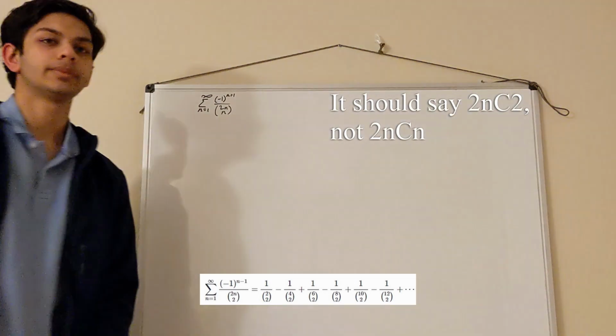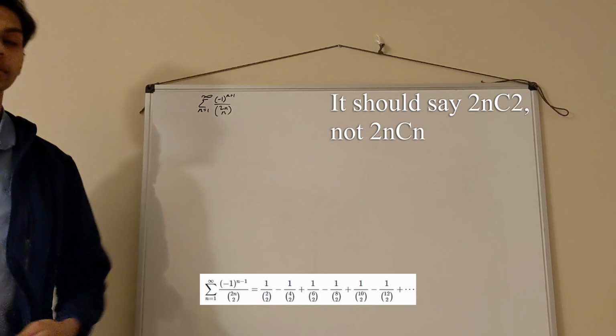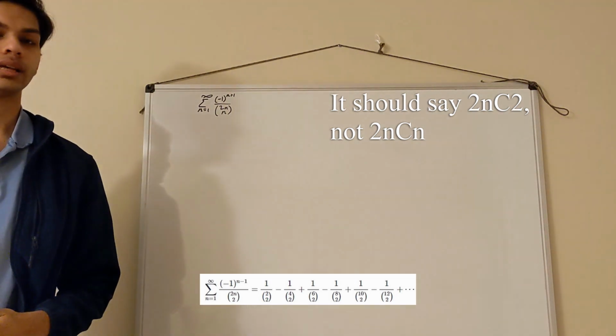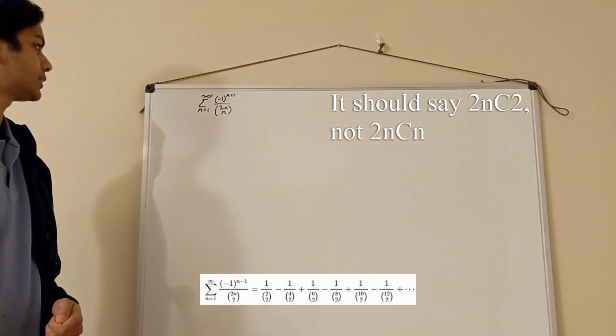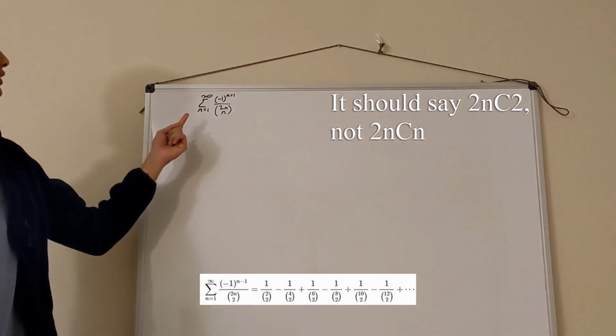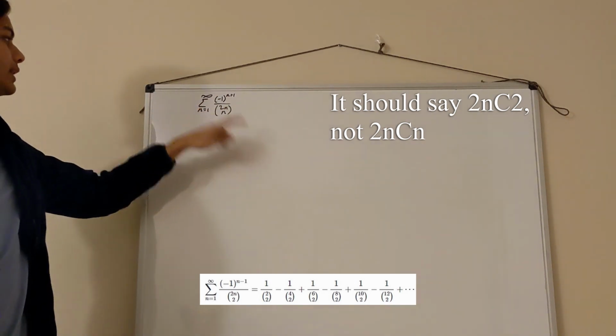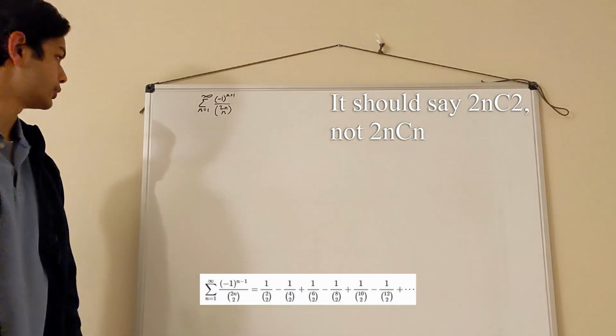Okay, so here's a nice problem that came up on the Stanford Math Tournament, and I'm going to present a solution that uses the roots of unity filter. So the problem is to evaluate the sum from n equals 1 to infinity of (-1)^(n+1) divided by the quantity 2n choose 2.